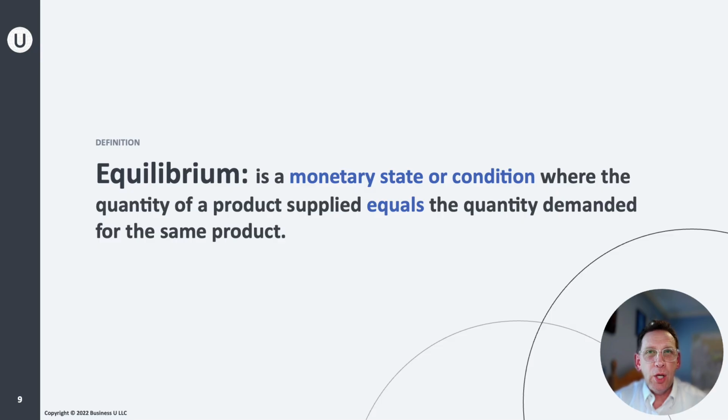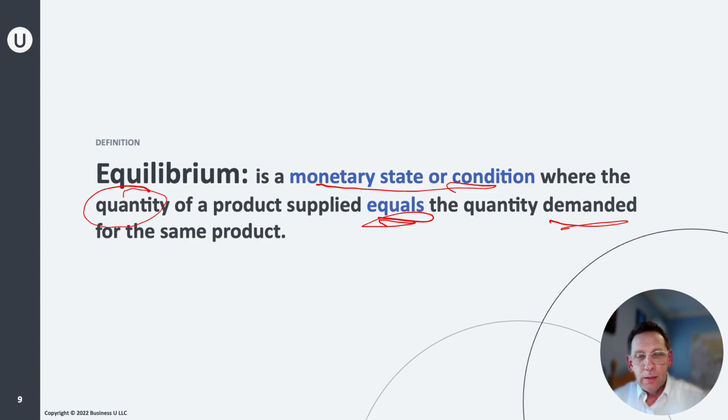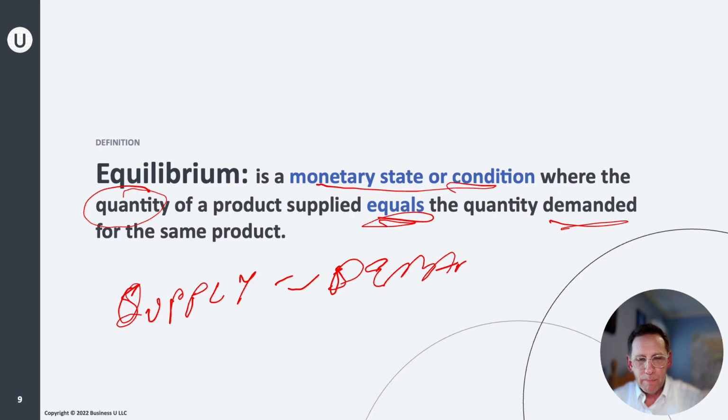So now, with supply and demand, there's something called equilibrium. This is the monetary state or condition where the quantity of the product supplied equals the quantity demanded. Equilibrium: the supply equals the demand. That's equilibrium.